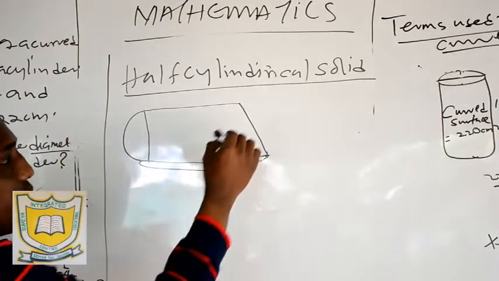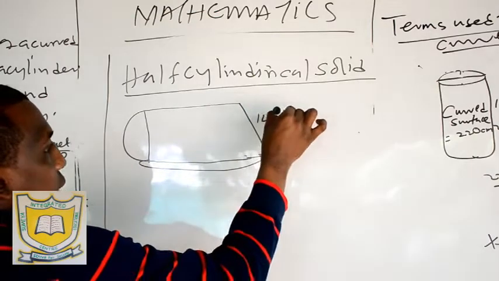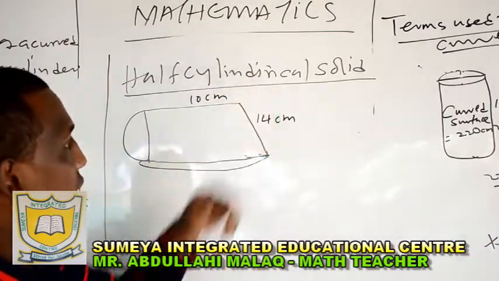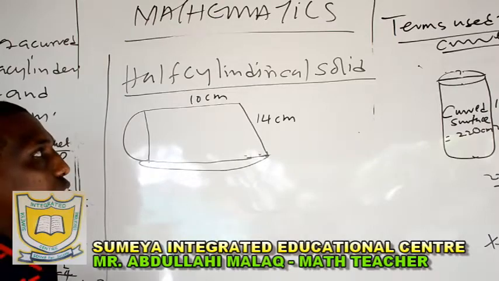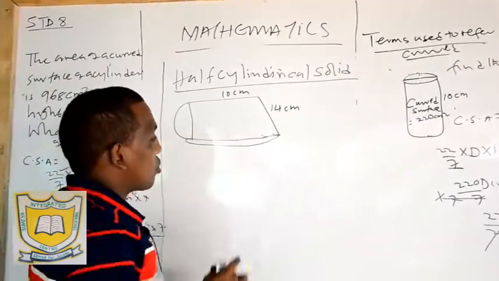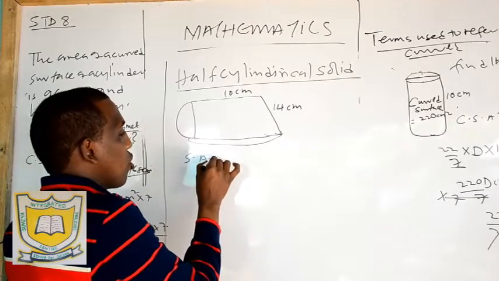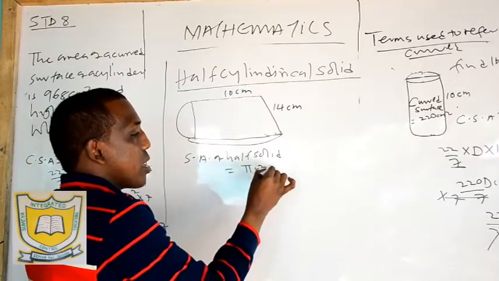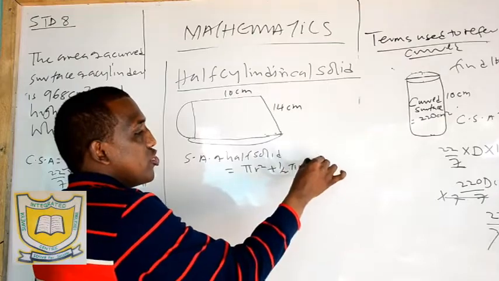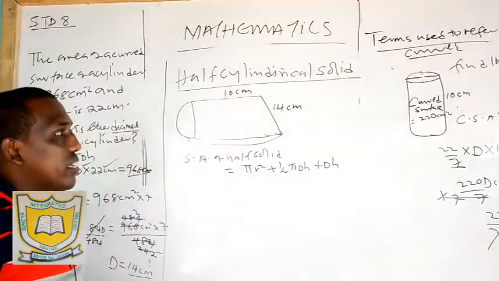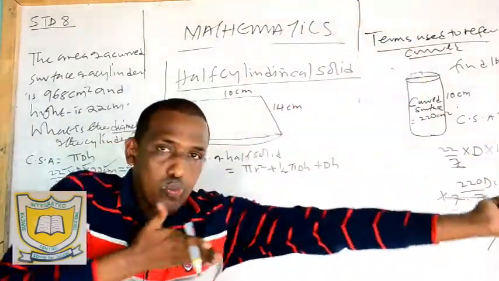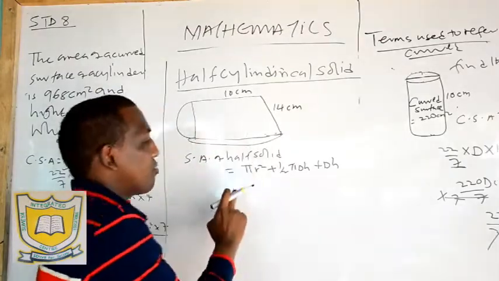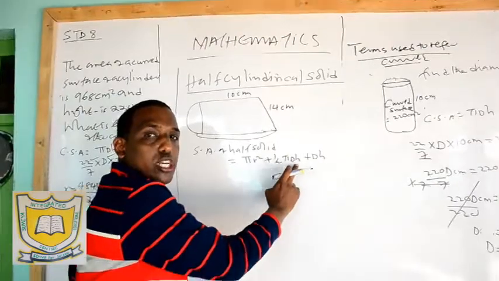Now, here you are given, let's say, 14 centimeters, and here you are given 10 centimeters. Then you are told to find the surface area of the solid below. So how do we get it? Whenever you are told half cylindrical solid or half solid, the surface area of the half solid is equal to πr² plus a half πdh plus dh. It's a cylinder that has been divided into two parts, so they want the half solid.